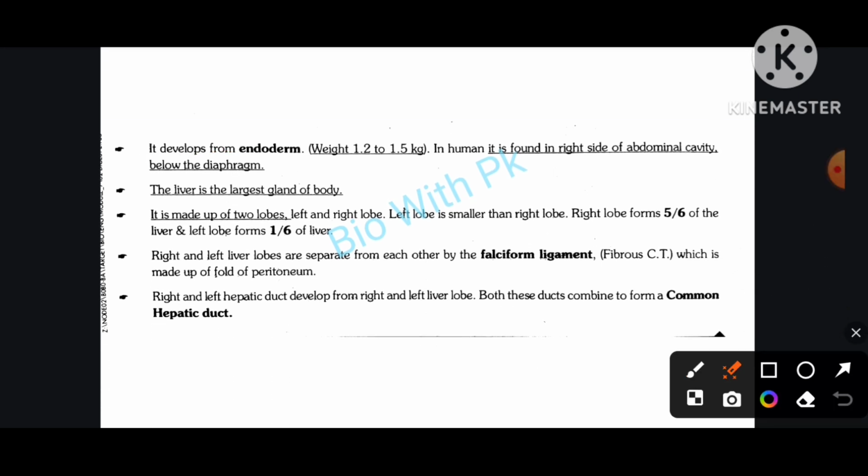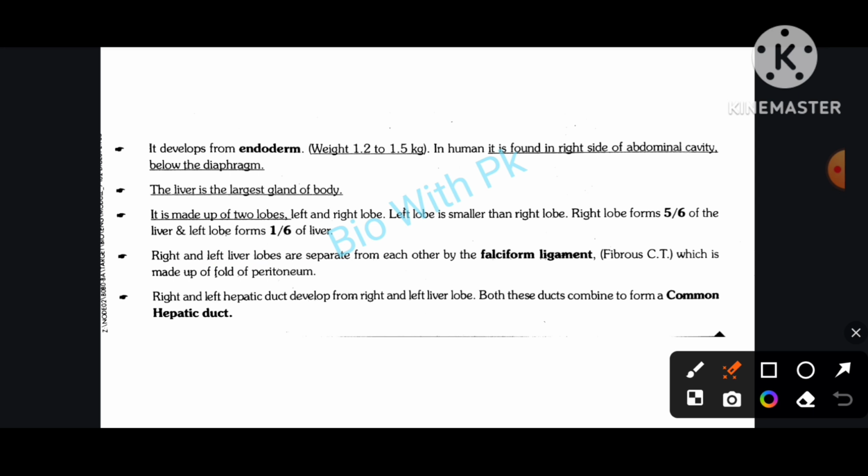It develops from endoderm and weighs 1.2 to 1.5 kg. In humans, it is found on the right side of the abdominal cavity below the diaphragm. The liver is the largest gland of the body. It is made up of two lobes, left and right. The left lobe is smaller than the right lobe. The right lobe forms 5/6 of the liver, and the left lobe 1/6.